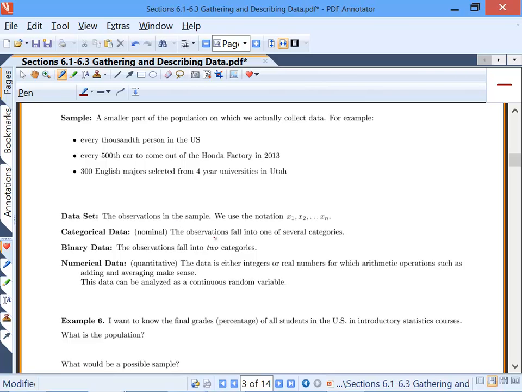Binary data is the special case of categorical when you only have one of two categories. And numerical data, which we also call quantitative, the data is either like integers or real numbers. Okay? And even more than that, it needs to be something where arithmetic makes sense to do with this data. So if you add the numbers together or you take the average of the numbers, does that give you something reasonable? And if you have this numerical data, you can analyze it as a continuous random variable. Whereas your categorical, what kind of random variable would that fall under? It'd be more of a discrete random variable.